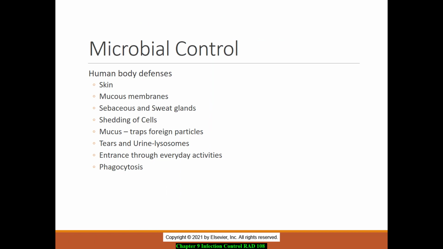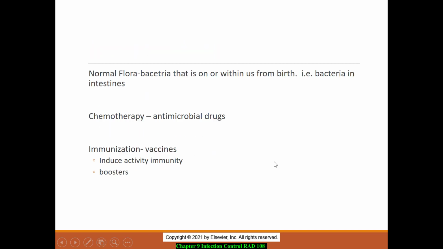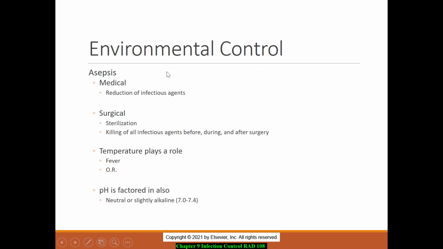So your human body defenses are your skin, mucous membranes, your sweat glands. These are all points of entry that can occur. And they can occur in everyday activities that you don't think about. So even when we're out grocery shopping. So again, the best route of defense for you is going to be washing your hands. We do have some natural resistance that we are born with. And we may have immunization or vaccines. So there is some environmental control that can take place.